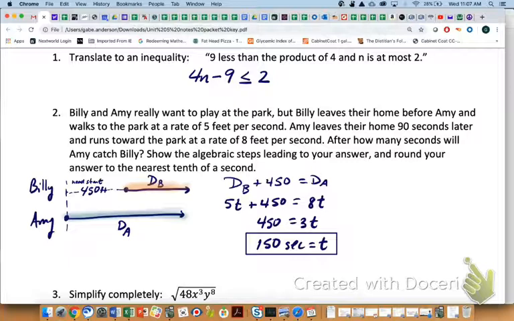Then I labeled those with DB and DA to signify distance of Billy and distance of Amy. Does anybody know how I figured out this 450-foot head start? How do I know it's 450? What did I do? 90 seconds. And 5 feet per second. 5 times 90. It's a 450-foot head start. That's exactly right. So I did distance equals rate times time to figure out that head start.